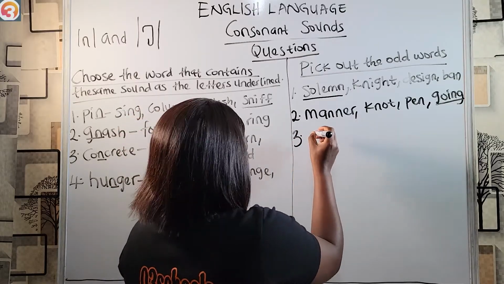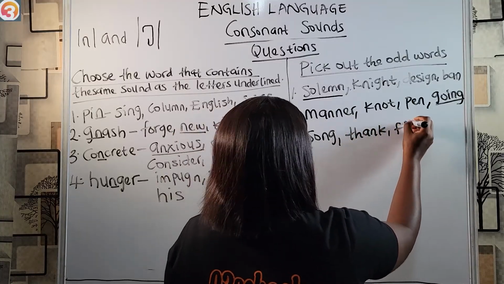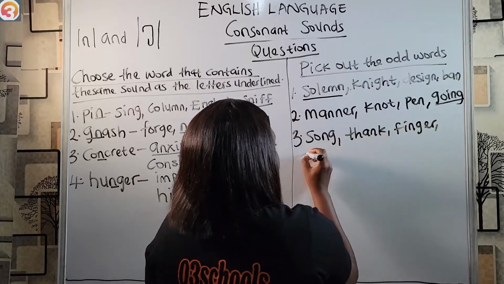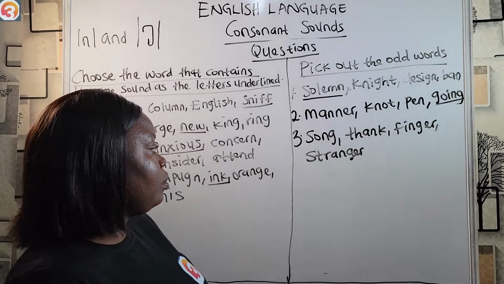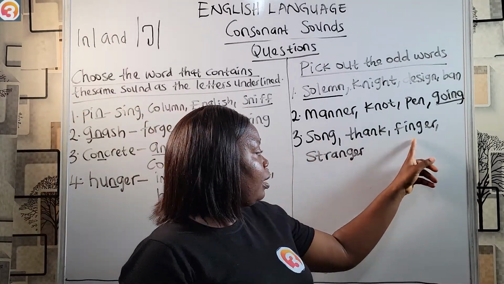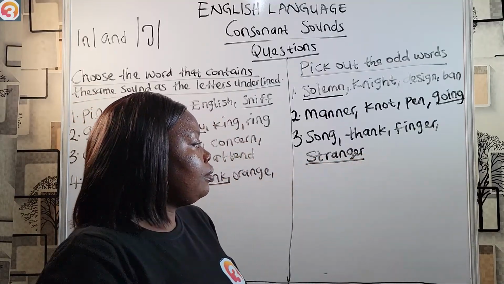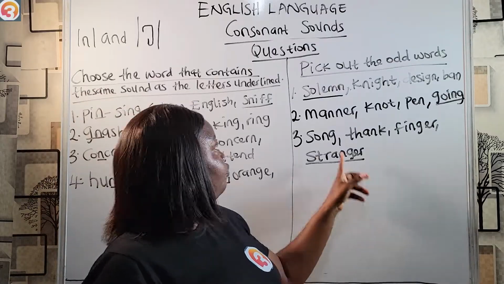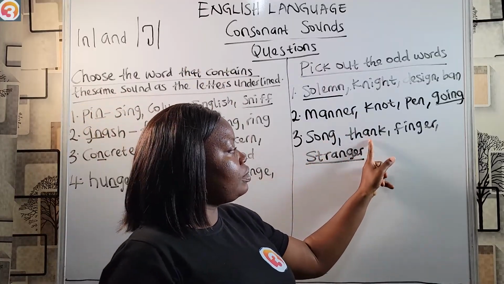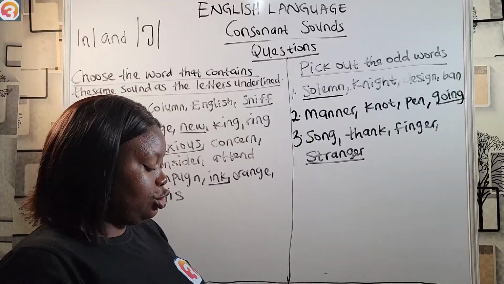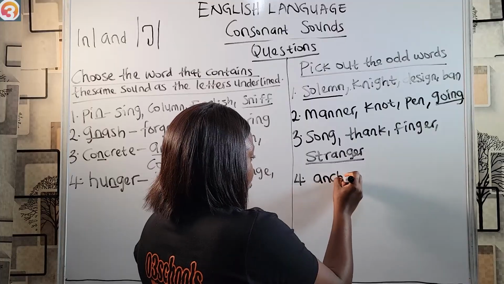Then we can also have, here the options are song, tongue, finger, stranger. Our odd word out here is stranger. Stranger contains a different sound from ng. The G here is not ng. So we'll have it here in song, we have it in tongue, we have it in finger, but it's absent in stranger.